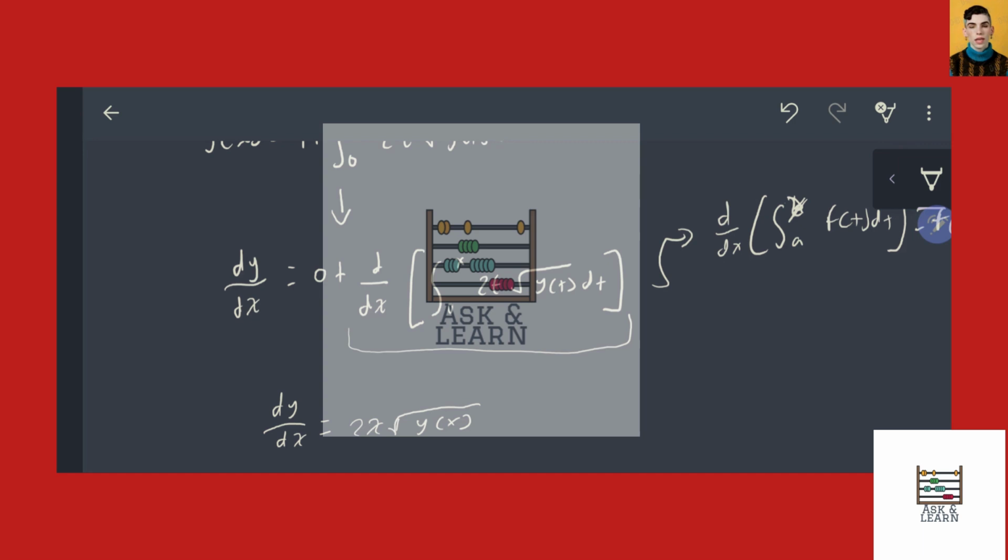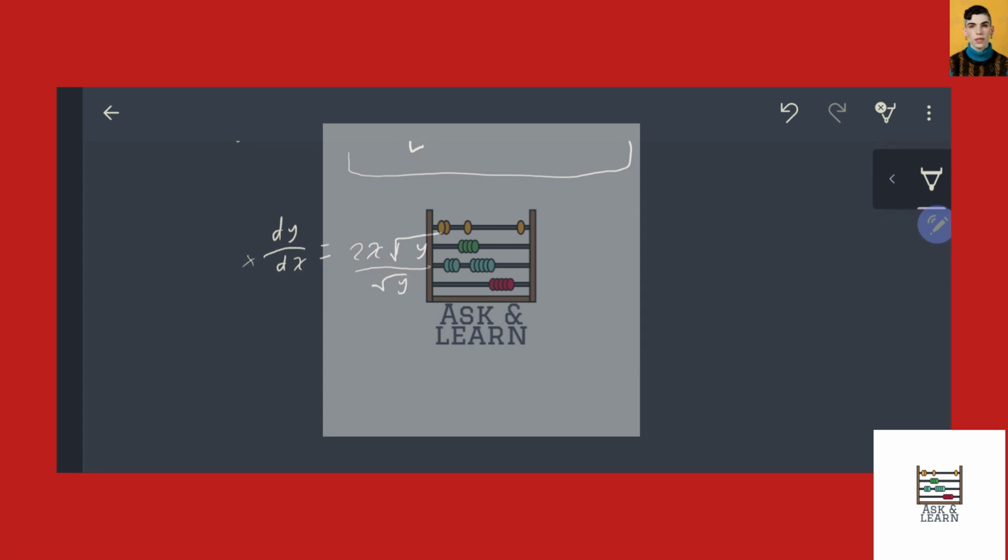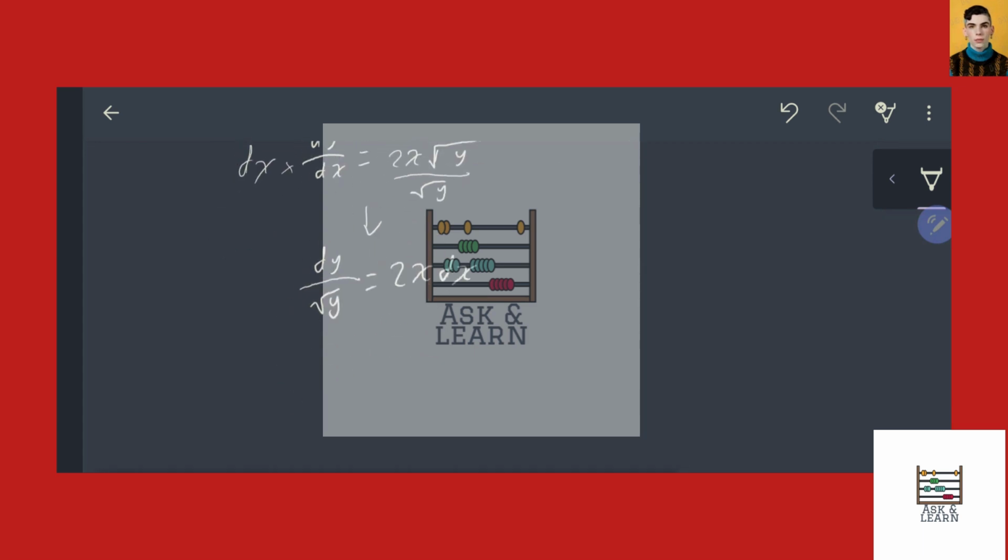Now y of x we can just rewrite as y, because that's all it is. So we have dy dx equals 2x times the square root of y. Applying the separation rule, we divide this side by the square root of y and multiply this side by dx. After you do that, you'll get dy over the square root of y equals 2x dx. And finally, the last thing you have to do is simply integrate both sides.